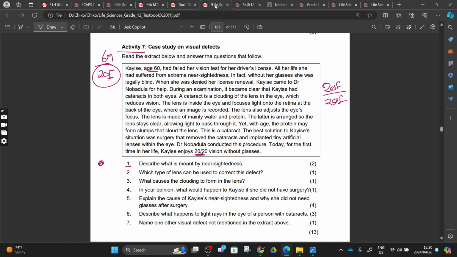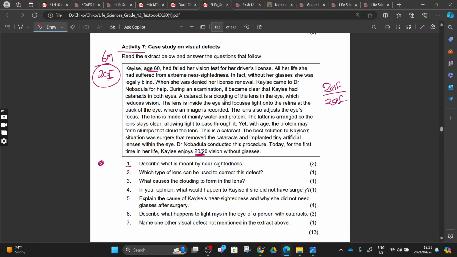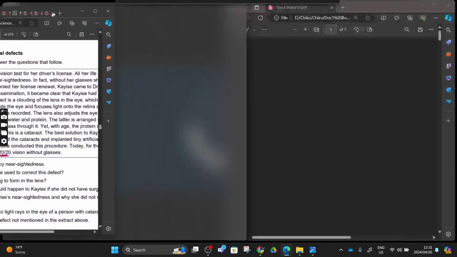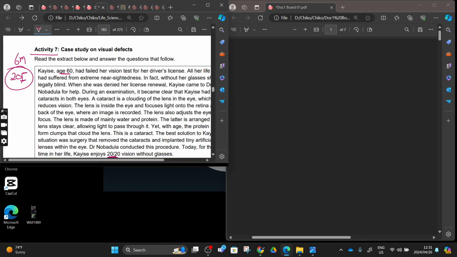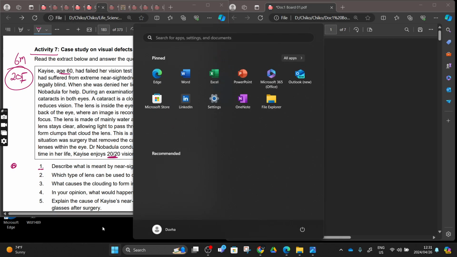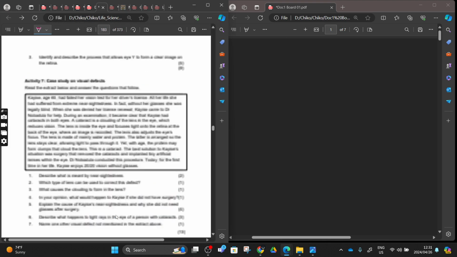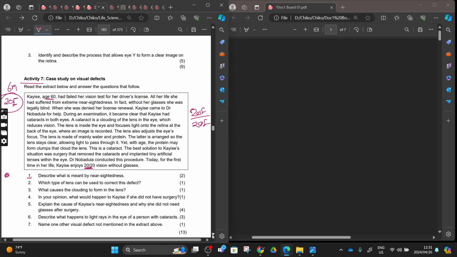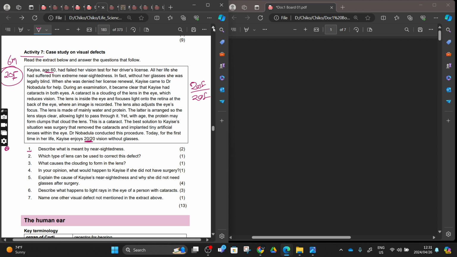Number 1, but describe what is meant by nearsightedness. What is meant? Can you do it too, since it's Friday? So today's Friday, guys. Tomorrow is Freedom Day. What will you be doing tomorrow, Freedom Day? Talk to me. Where are you going to celebrate Freedom Day? Are you going to be watching Sarafina?